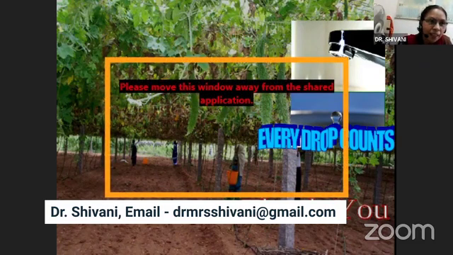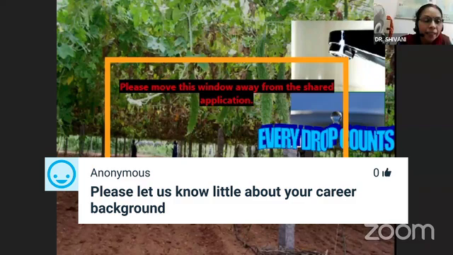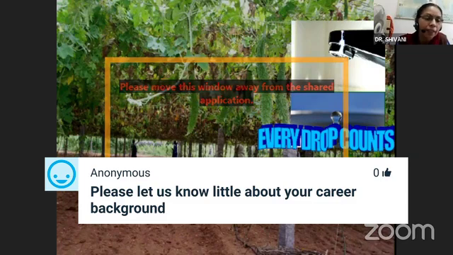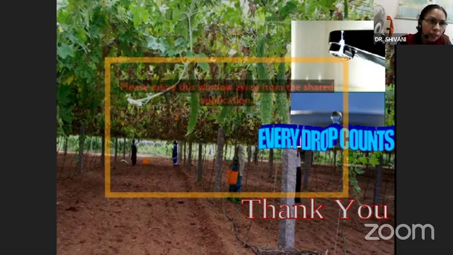Actually, I did my graduation, BSc Agriculture, from Birsa Agriculture University, Kanke. It is situated in Ranchi, now in Jharkhand; earlier it was in Bihar. And from there I did my MSc. Then I got JRF, Junior Research Fellowship, and then I got SRF.